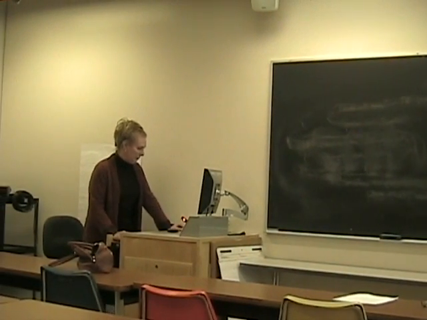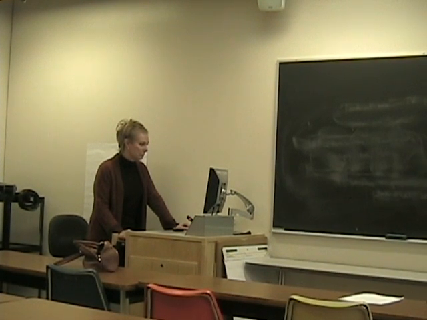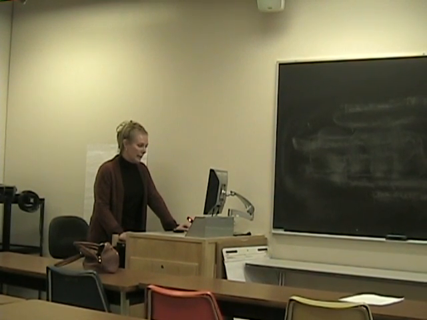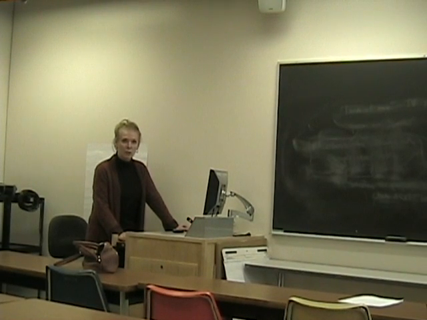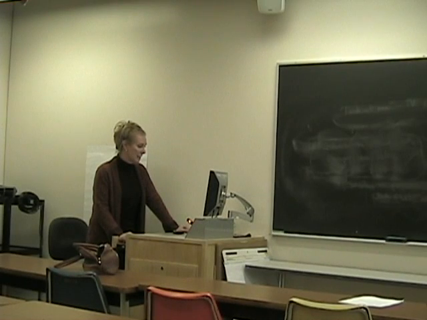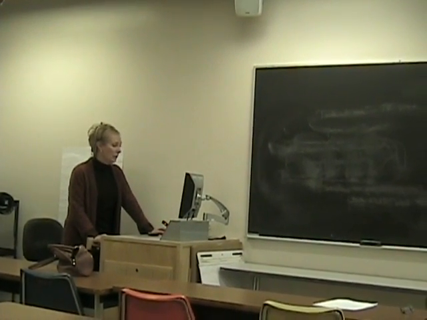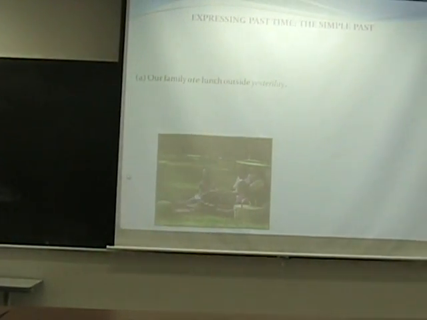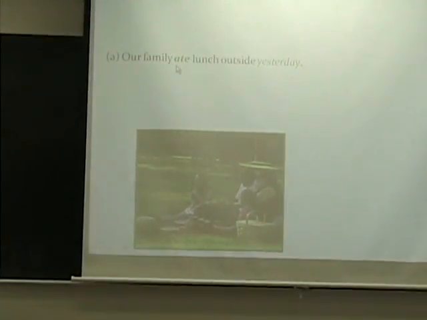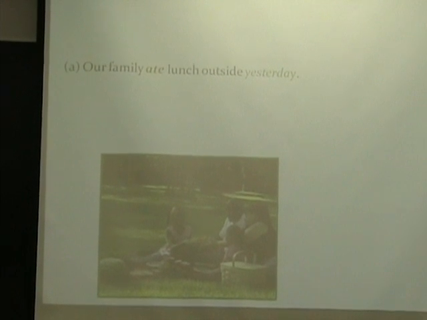I'm only focusing on statements in the interest of time. So we'll start with the simple past. Let's look at this picture here. We graduated from college in 2007. Okay, it's in the past, 2007. Let's look at some more examples. Our family ate lunch outside yesterday. This is an event that's already happened. Notice the verb ate. The spelling changes on some verbs. This one is irregular.